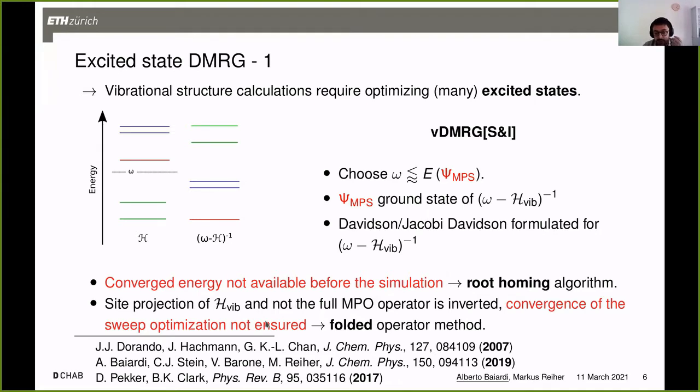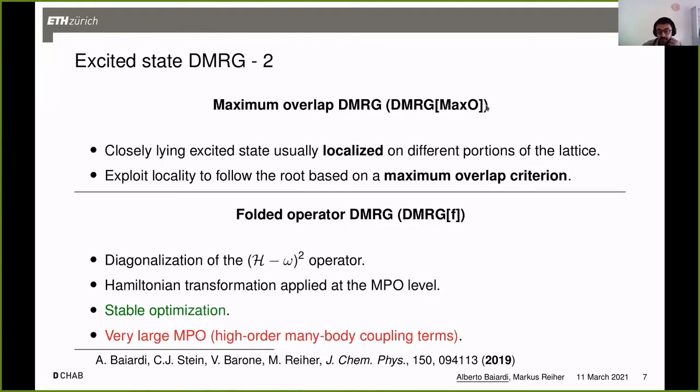To solve those two problems, we designed what we call the maximum overlap variant of DMRG, which makes the choice of the shift less important because it chooses the route to follow during the DMRG optimization based on the maximum overlap criterion. So this is the parallel for DMRG of the maximum overlap method used in Hartree-Fock and DFT.